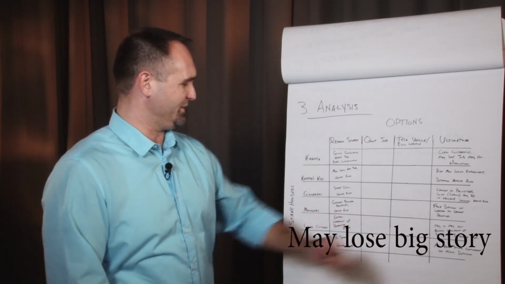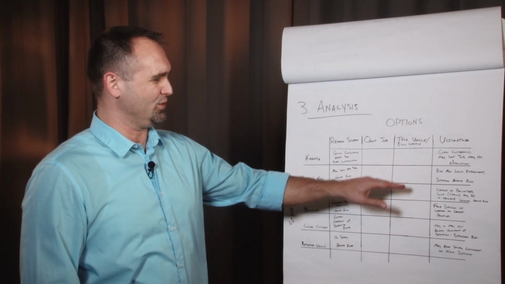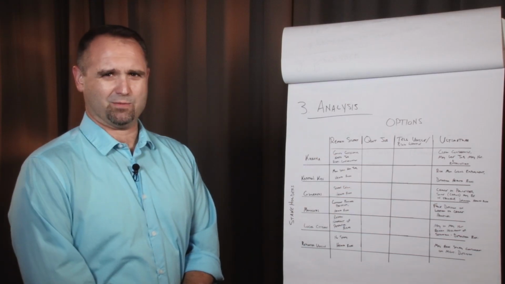So the outcomes for him of the ultimatum are very different from Karina's, and it's important that we take the time to think through each option and how it affects each stakeholder. And this chart is a pretty handy way to do that.